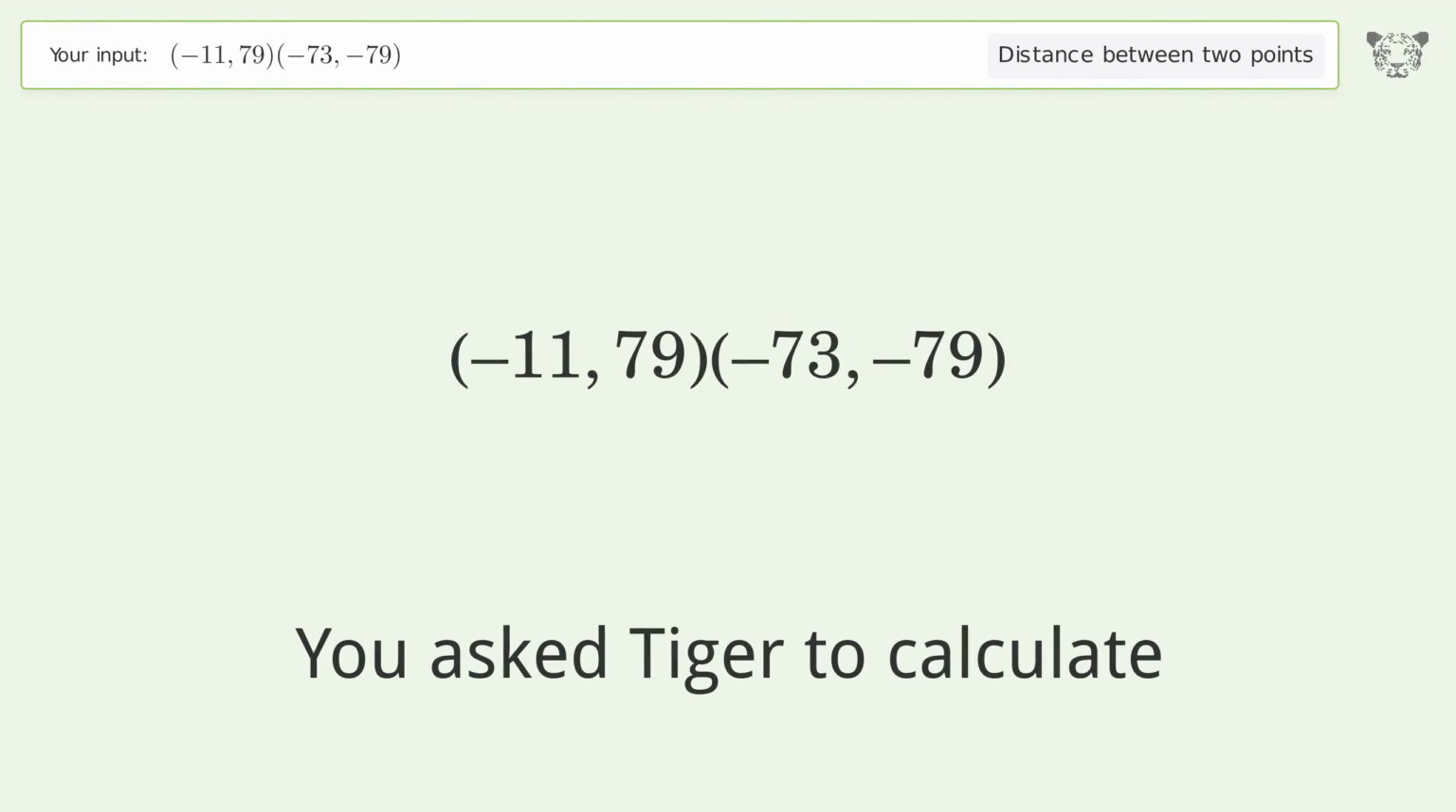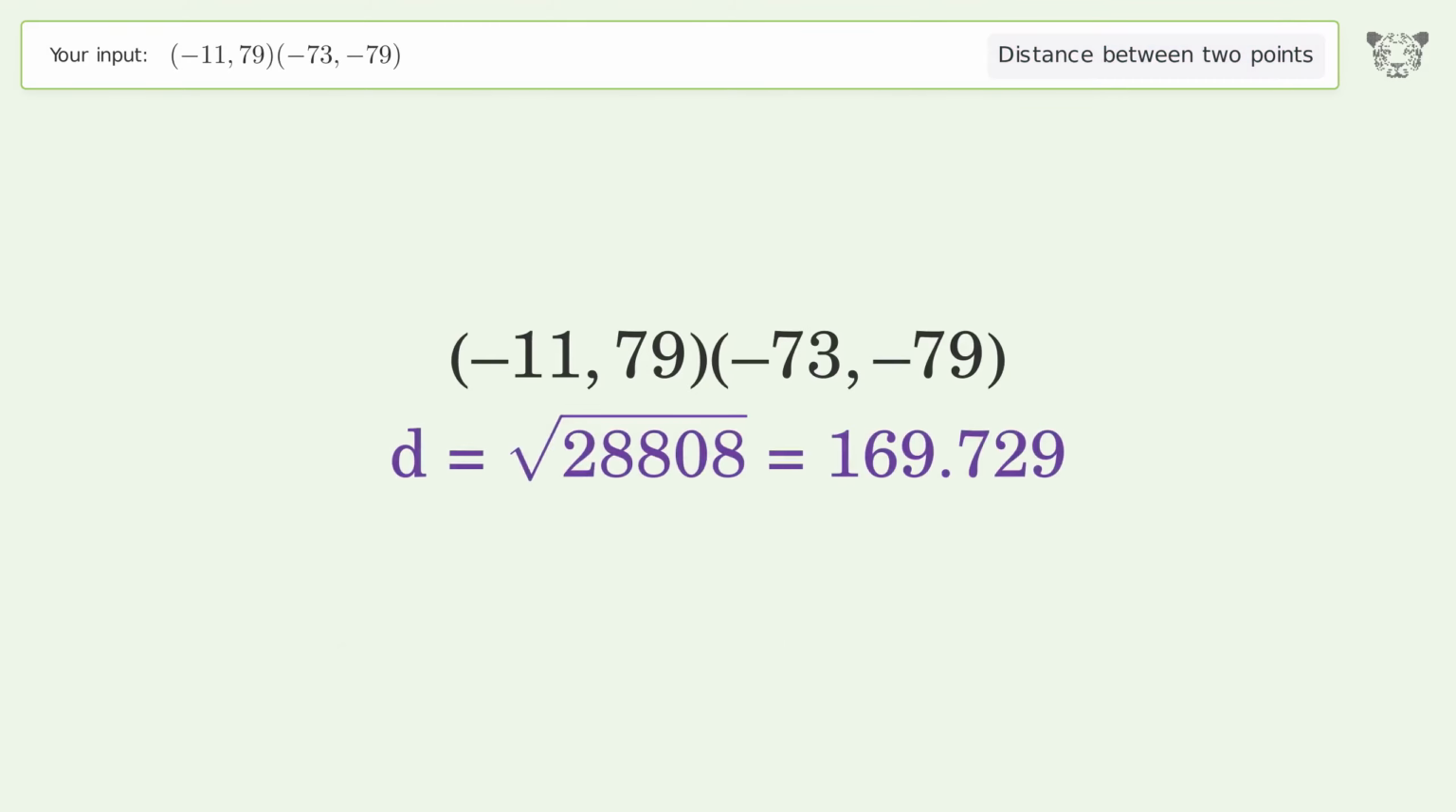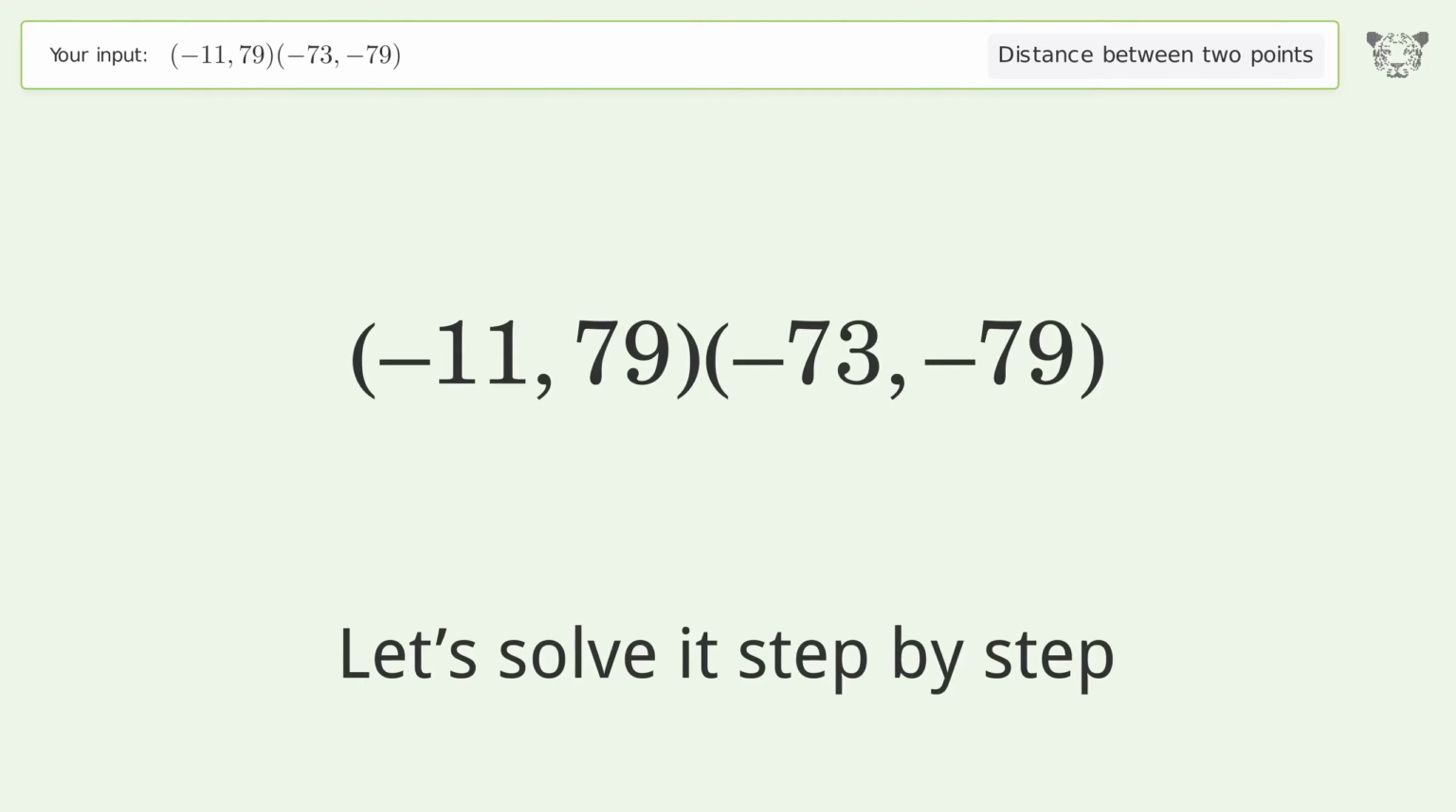You ask Tiger to calculate. This deals with the distance between 2 points. The distance between the 2 points is the square root of 28,808, or 169.729. Let's solve it step by step.